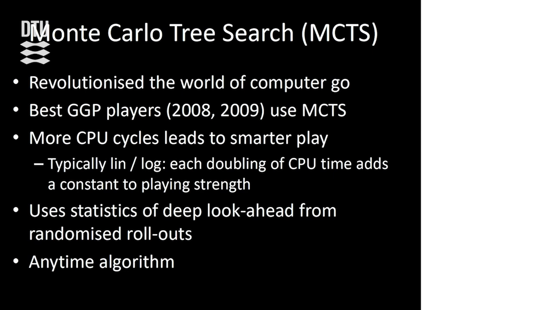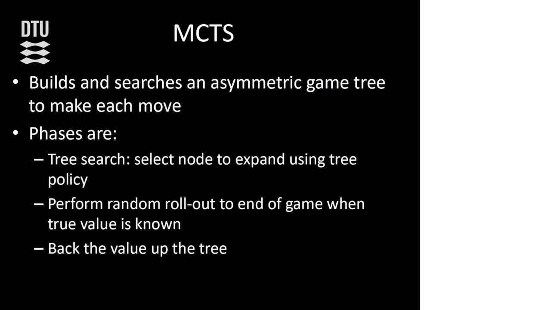Okay. So, Monte Carlo Tree Search, MCTS, is an algorithm that revolutionized computer Go. The idea is that the more cycles you spend, the better you are. Usually, it's a log improvement, so you get a linear factor at double the CPU time. And it's an anytime algorithm, so whenever you stop, you get something reasonable. You do a tree search, you select which node to expand, then you perform rollouts from this node many times, and then you back up the value in the tree.